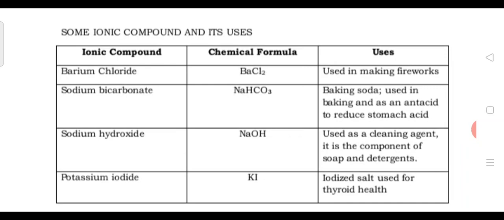Okay, so you have sodium hydroxide or NaOH. It is used as a cleaning agent. It is a component of soap and detergents. O yun. So, ginagamit sa mga sabon. And then, we have potassium iodide, yung KI. Iodized salt used for thyroid health. O, yun pala yung iodized salt, yung ating potassium iodide. O, so, yun yung mga example ng ionic compounds at saka yung gamit nila.